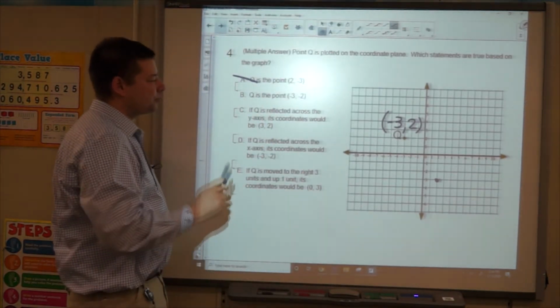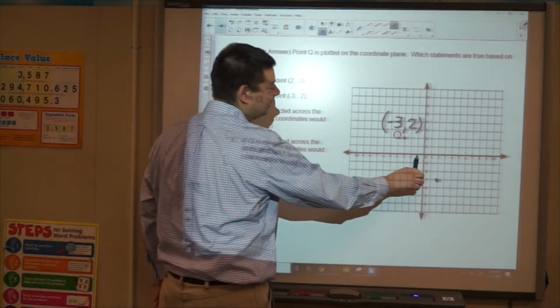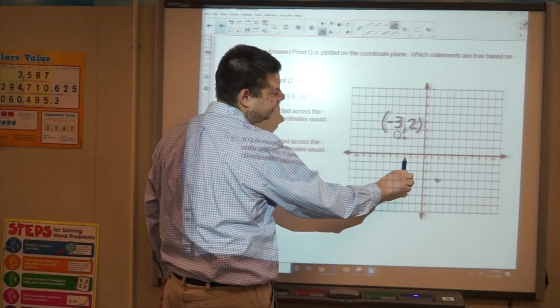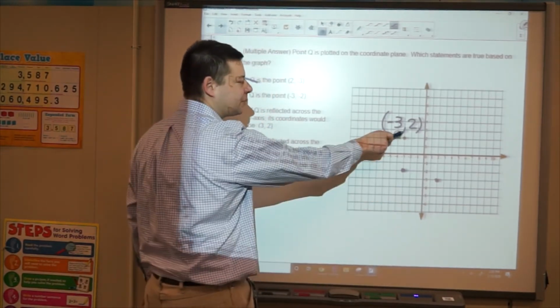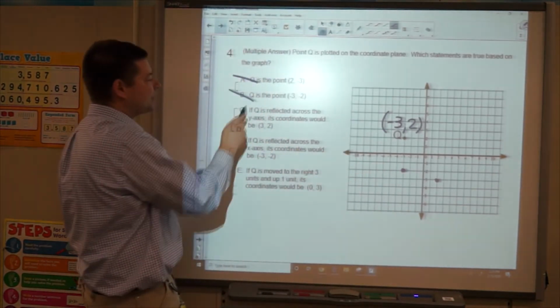Letter B, Q is the point -3, -2. Well, this is -3, and then this is -2. This is not point Q. That's point Q. This is not. So it can't be letter B.